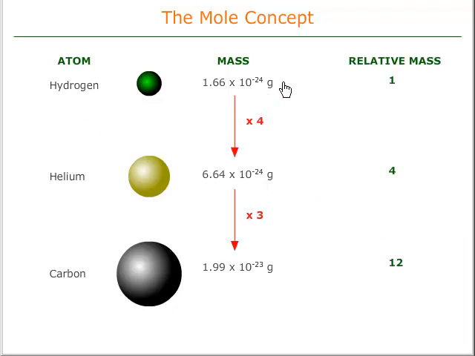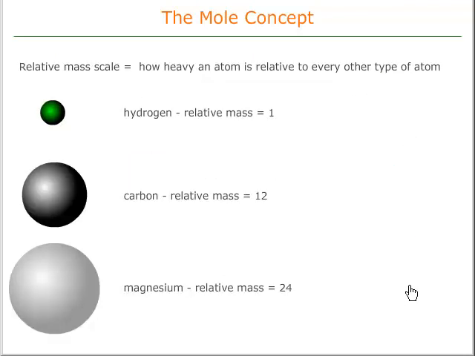Now this gives us a way of discussing the relative sizes or the relative masses of all of the atoms in the periodic table. Carbon has a mass 3 times that of helium. Helium's got a mass of 4 times that of hydrogen. So carbon has a mass 12 times greater than hydrogen. We give them relative mass numbers. Hydrogen, relative mass 1. Carbon, relative mass 12. Magnesium, relative mass 24, because magnesium is twice as big as carbon.